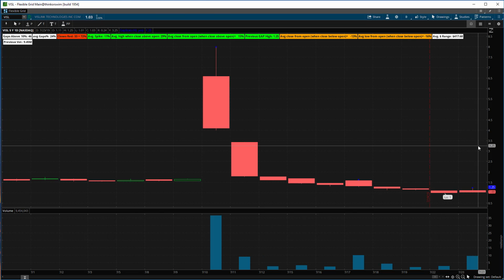Now let's do some math. I have a calculator right here. I calculate 111 times 1.11, given an average spike of 11%, and that makes 123. So 123 is the calculated top. I repeat: I take the open print, which is 111, and multiply it by the average spike.